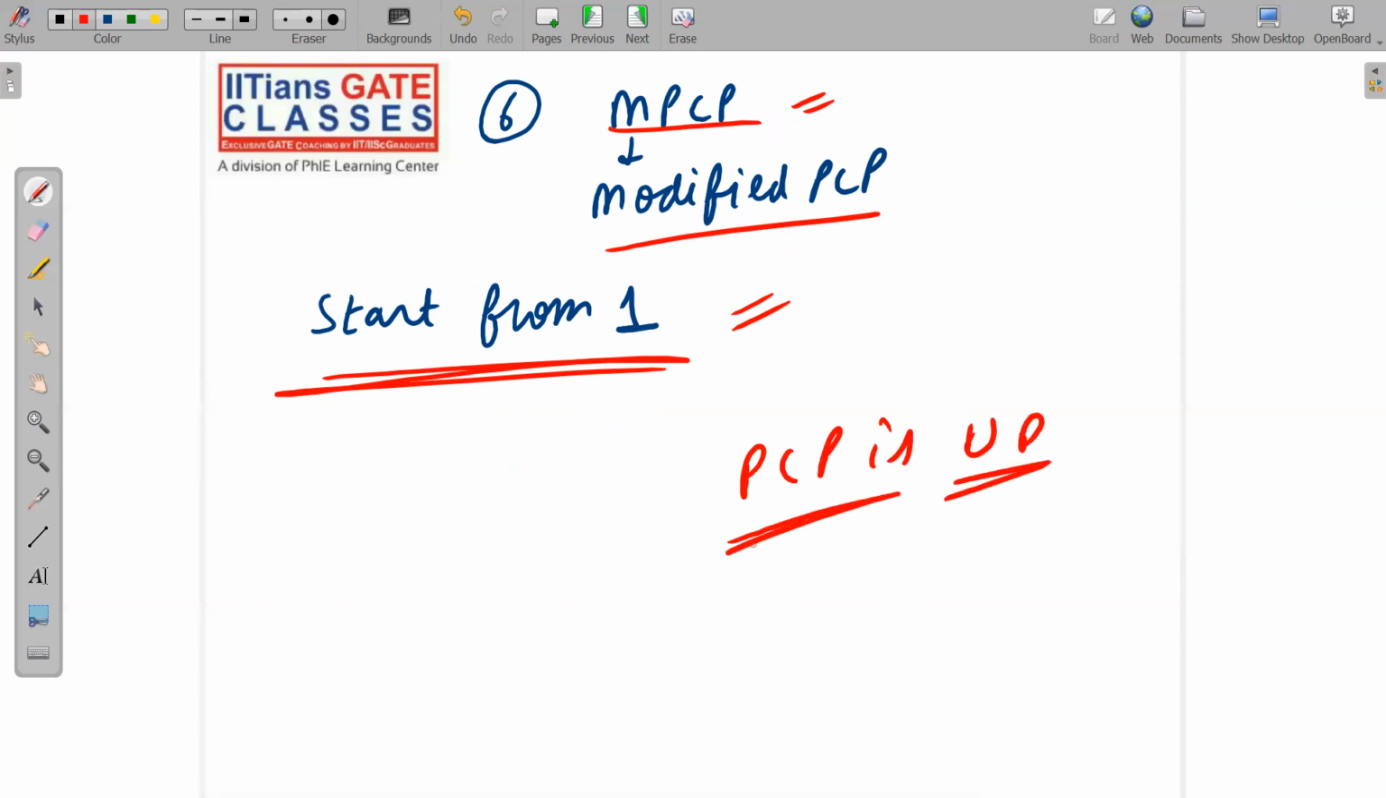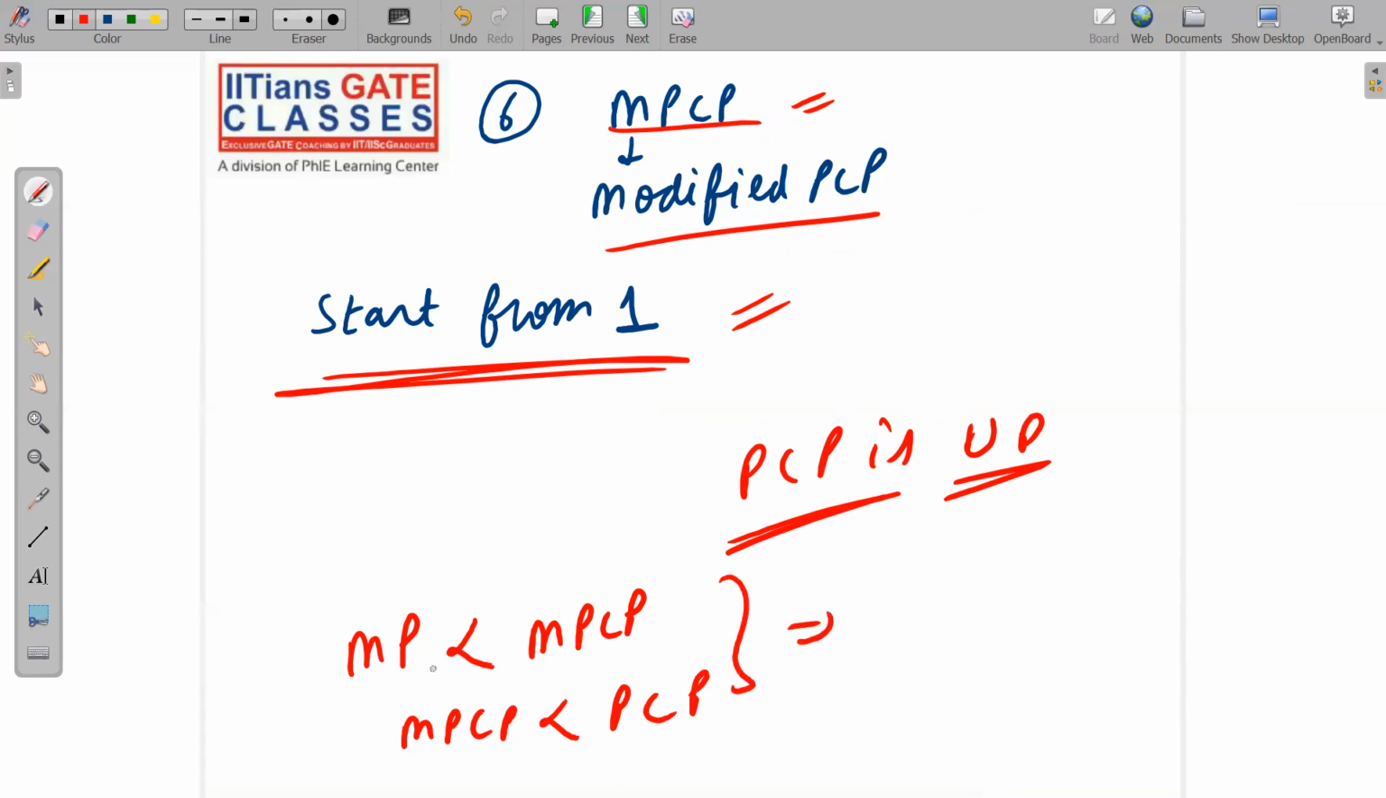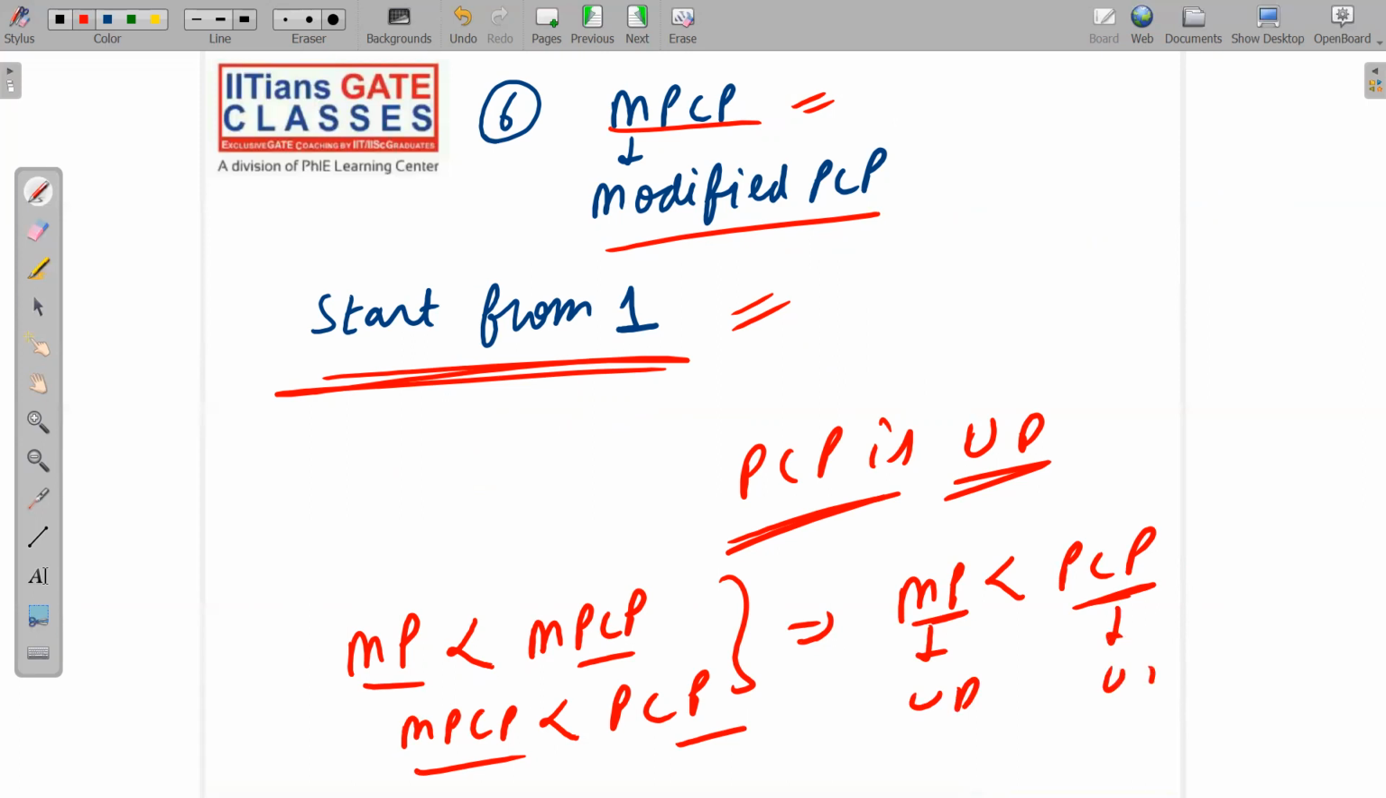How is MPCP showing PCP is undecidable? I am saying that the membership problem is reduced to MPCP, and this MPCP is reduced to PCP. So from transitivity, directly or indirectly, MP is reduced to PCP. Now, since MP is undecidable, PCP will be undecidable. This is the way to prove PCP is undecidable. I hope I have made the point clear to all of you.